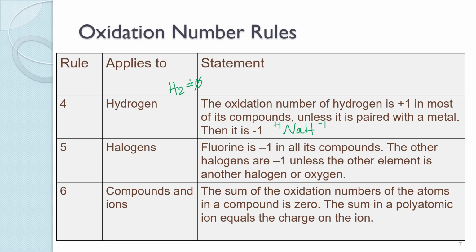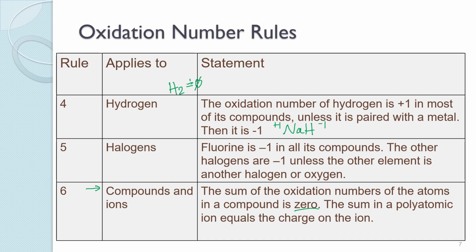The other halogens will usually be -1 unless there's another element, like for example, if there's another halogen, two different halogens, or if there's a halogen and an oxygen, and then we have to figure out what the halogen is. So it's not always a -1. And then finally, the most important rule is that the total of all the oxidation numbers for a compound is always equal to 0. So it's always equal to its charge. That's probably the easiest way to remember.